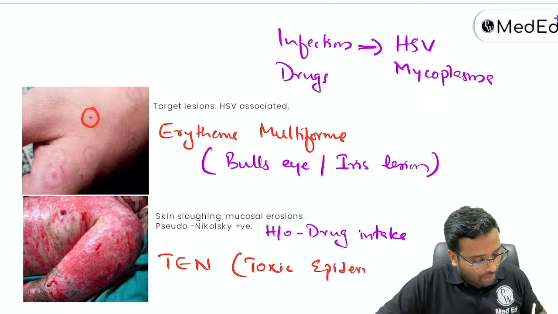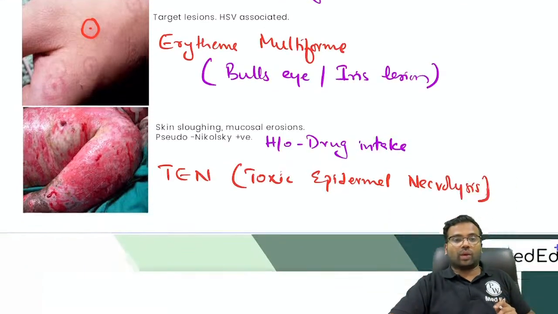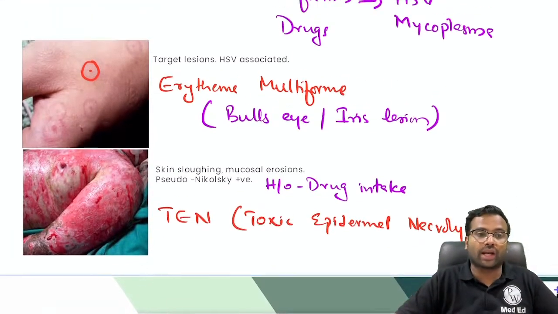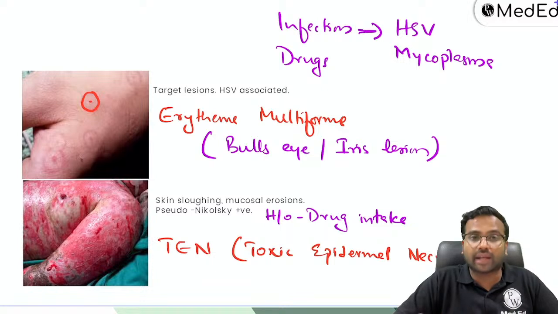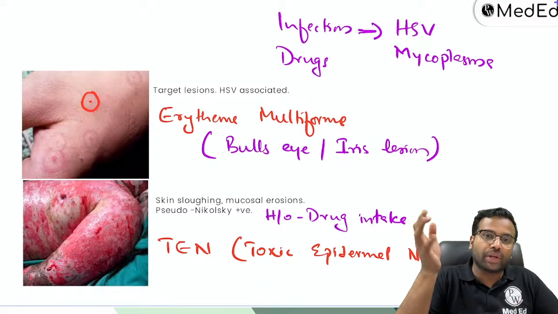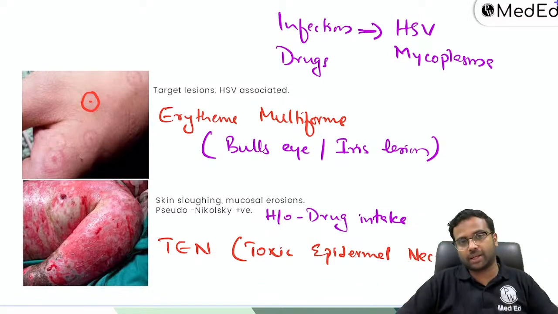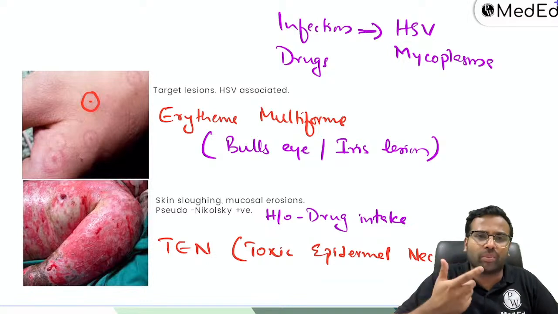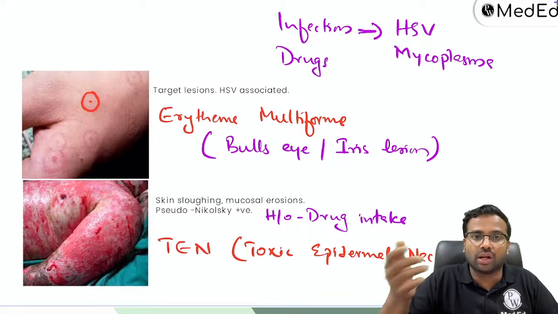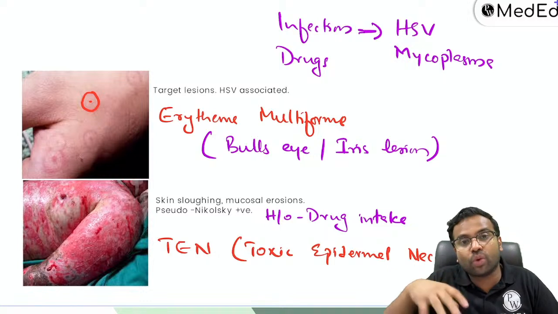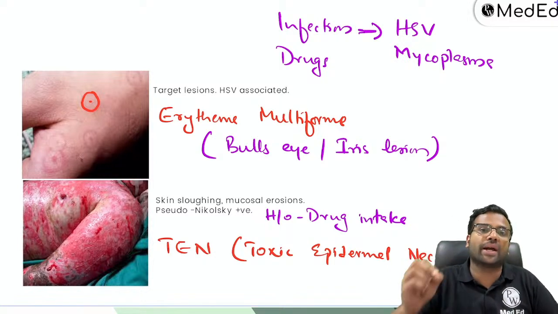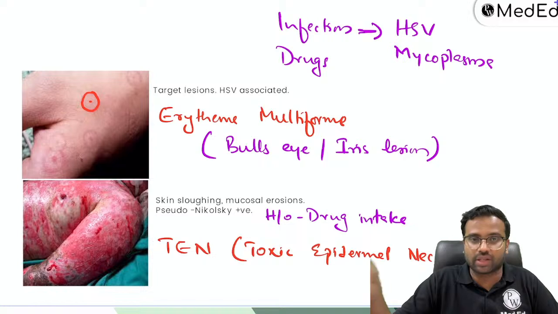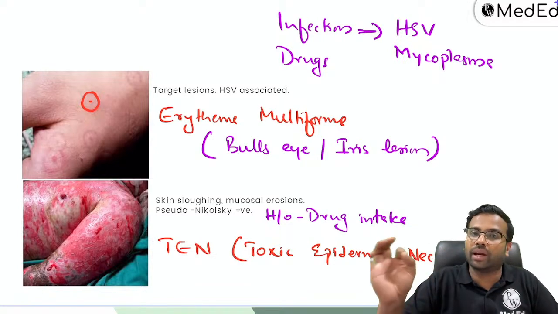Toxic epidermal necrolysis. What is happening in toxic epidermal necrolysis is the patient must have taken a tablet. After taking a tablet, the patient is developing massive peeling of the skin. Along with this massive peeling of the skin, there are also mucosal erosions. Mucosa means it can be oral mucosa, genital mucosa, or the mucosa of the eyes. So all this mucosa is also involved. This kind of very serious drug eruption is called toxic epidermal necrolysis.